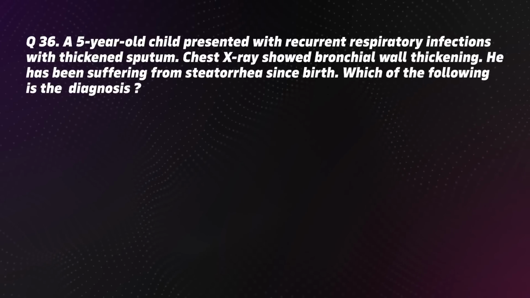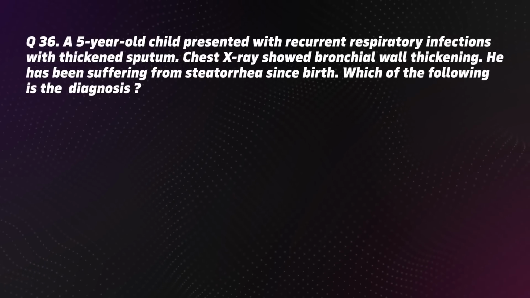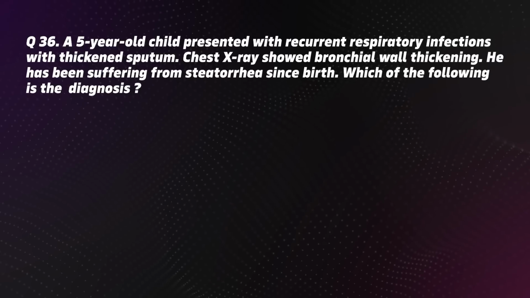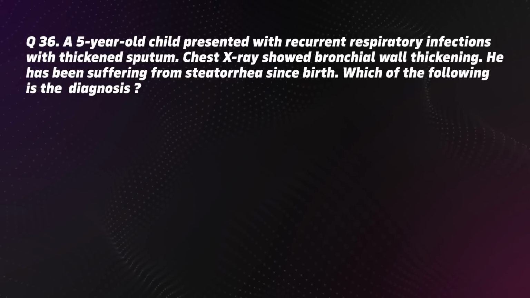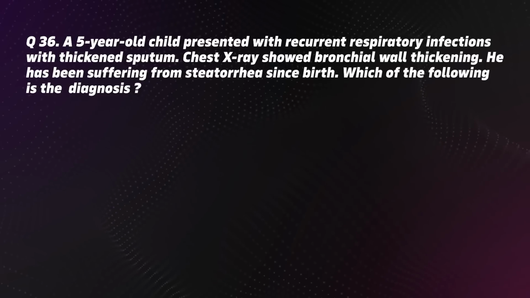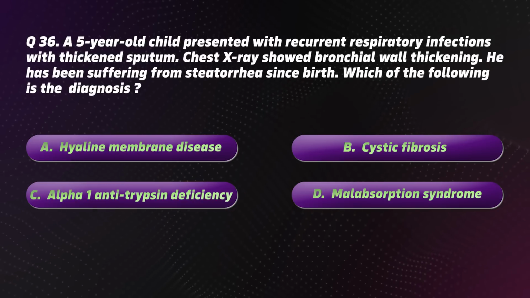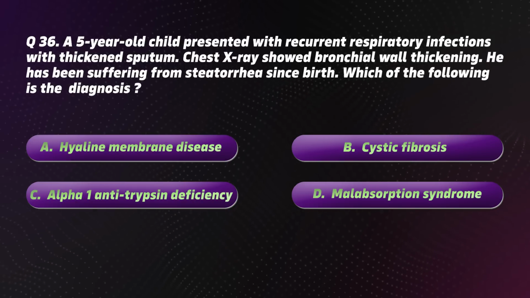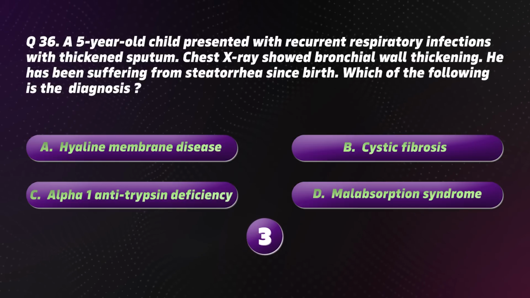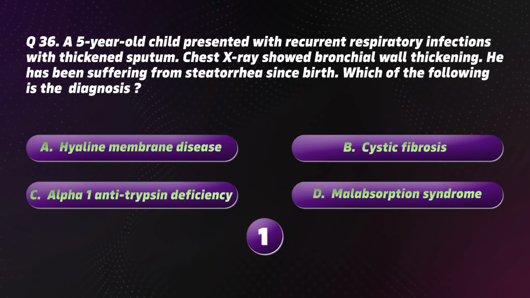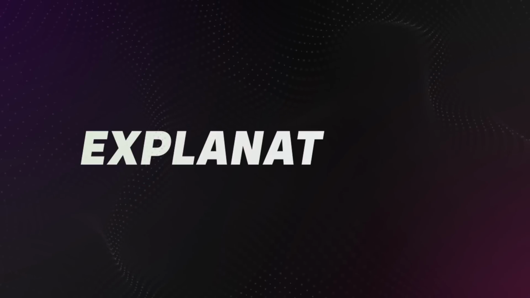Question 36. A 5-year-old child presented with recurrent respiratory infections with thickened sputum. Chest X-ray showed bronchial wall thickening. He has been suffering from steatorrhea since birth. Which of the following is the diagnosis? Here are the options. A. Hyaline membrane disease. B. Cystic fibrosis. C. Alpha-1 antitrypsin deficiency. D. Malabsorption syndrome. And the correct option is B. Cystic fibrosis. Here is the explanation.